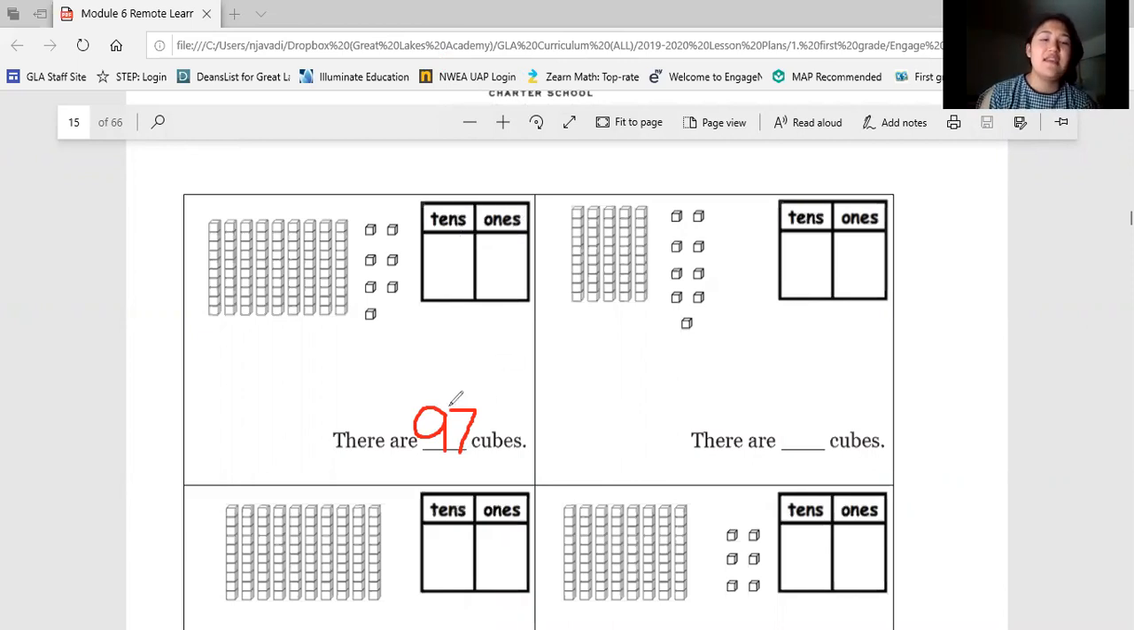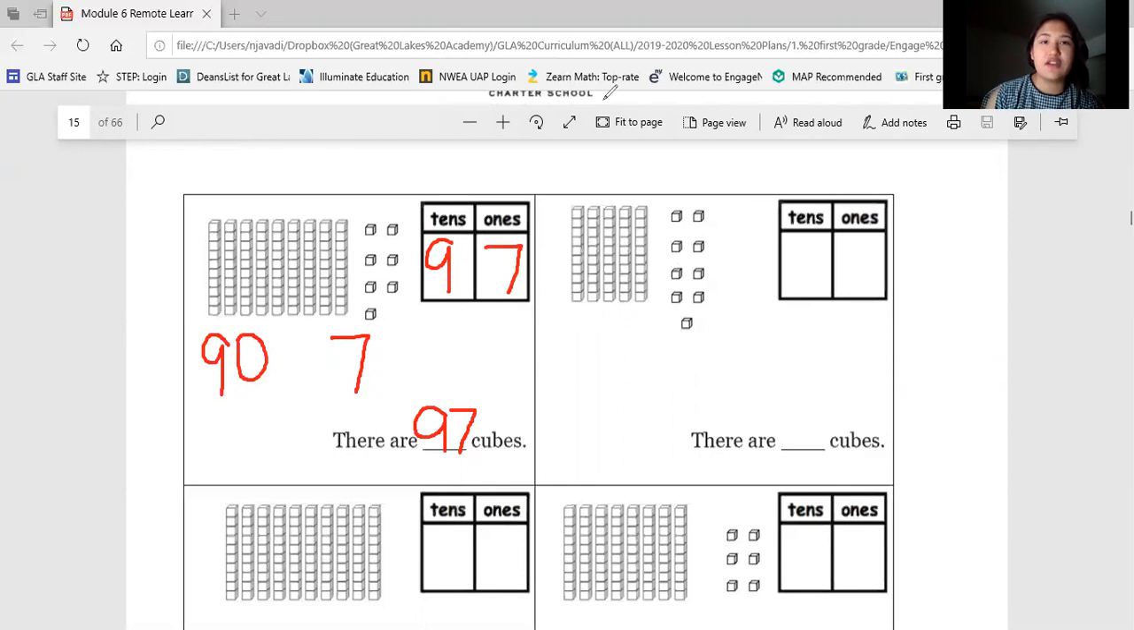In the tens place, I need to figure out what number goes there and what number goes in the ones place. If I broke up a 97 into 2 parts, one part of tens and one part of ones, I would get the number 90 and 7. How many tens are in the number 90? That's right, there are 9 tens and 7 ones. Nice job.